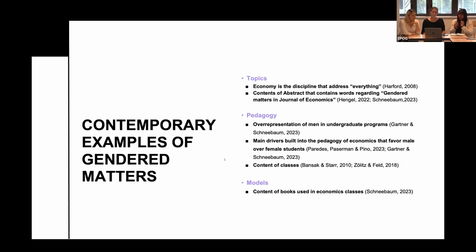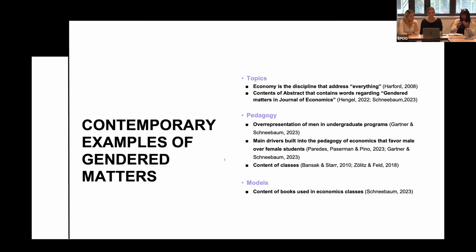Well, there was research about the content of abstracts in the top five journals of economics from 1965 to 2010, and the difference was that before the 70s, there were almost nearly zero abstracts that mentioned words like gender, sex, and women. Nowadays, that percentage has barely changed, because it's nearly 3% of those abstracts that contain those words.